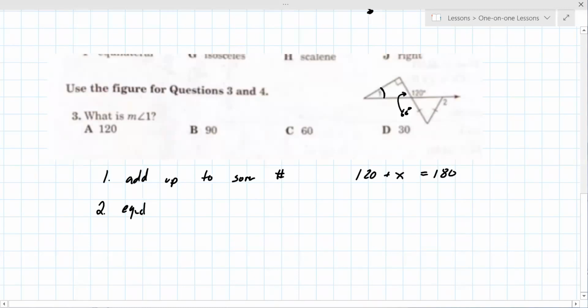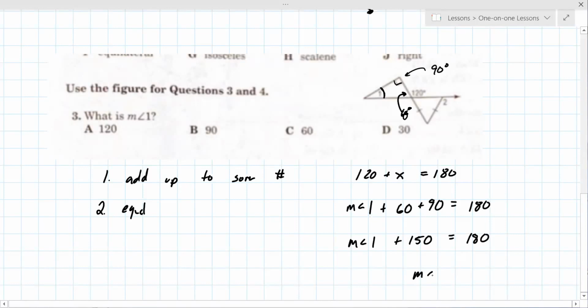We know that angle 1 plus this one we just found plus this, what does this symbol mean here? 90 degrees. So we have this unknown one, measure of angle 1 plus 60 plus 90 equals 180. So you have the measure of angle 1 plus 150 equals 180. Measure of angle 1 equals 30.